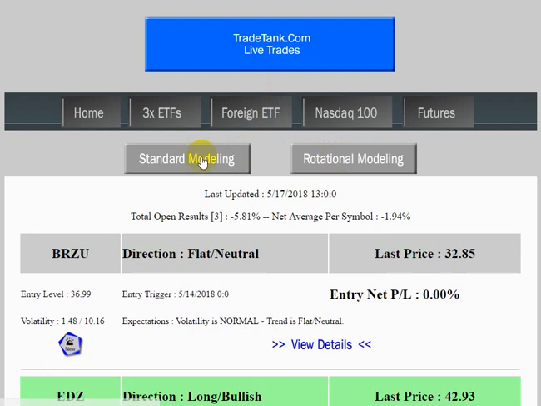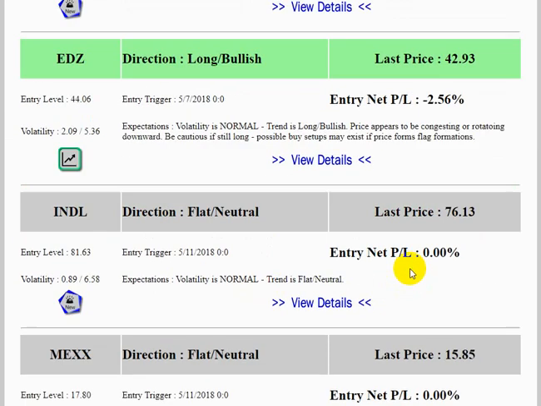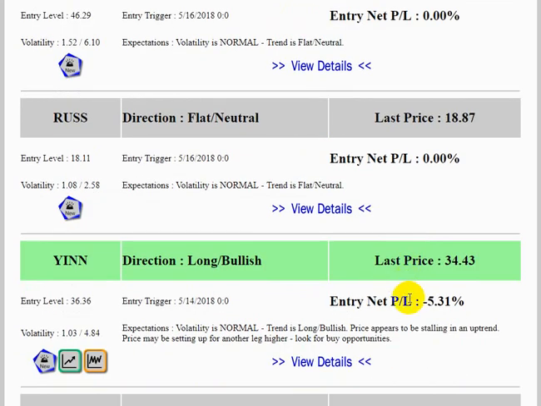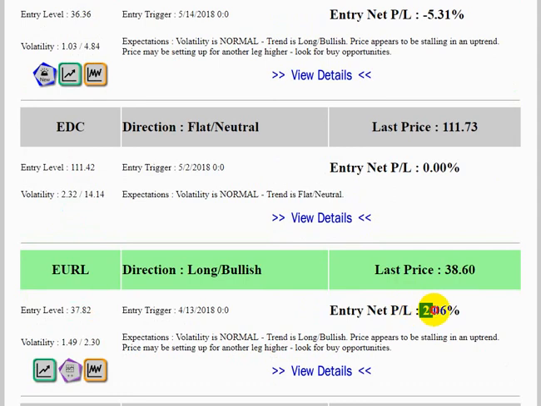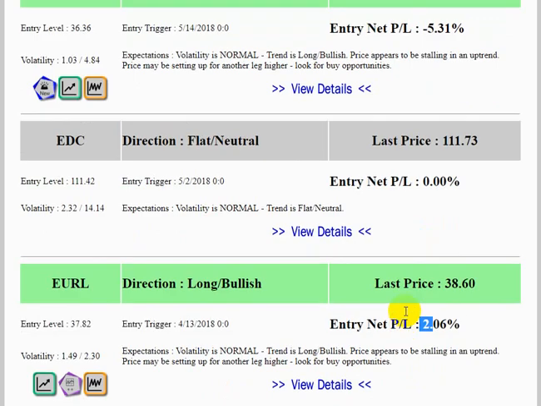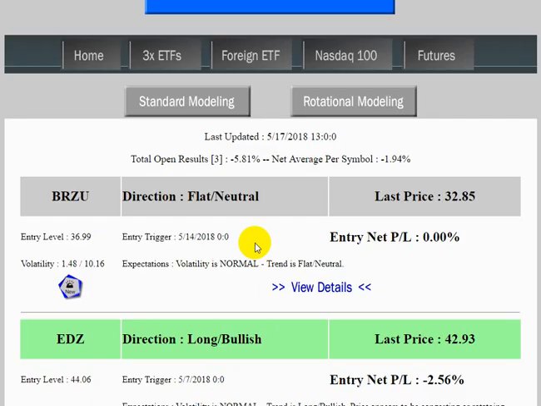Again, the standard modeling system, because of the way it works, because it trades in and out of trades and sits flat 60 or 70% of the time, can oftentimes be showing negative numbers because it just got out of a couple of really good trades, and the current trades are maybe sitting in a net neutral or net flat position, meaning they're not making a lot of money yet. As they mature, they may end up turning into profits.